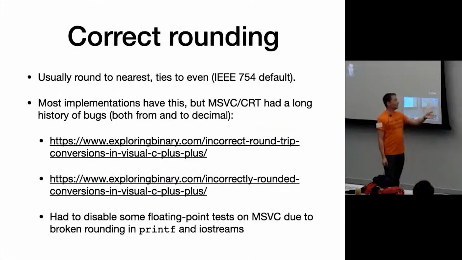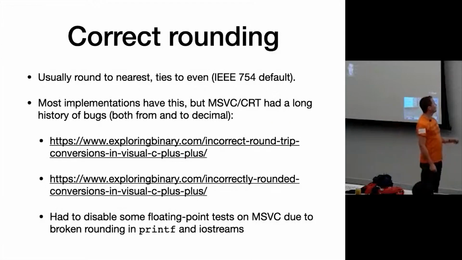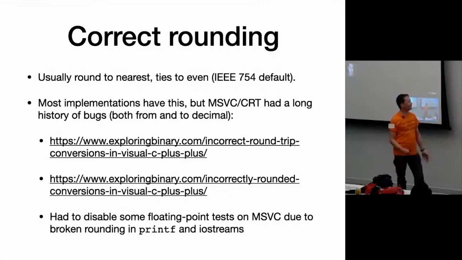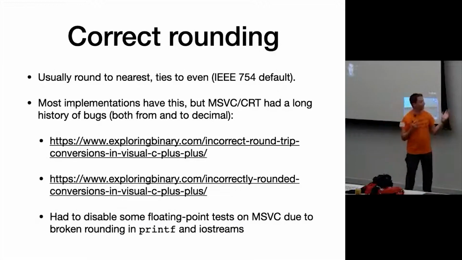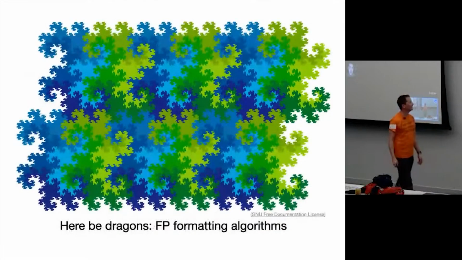And the third one is correct rounding. This is kind of obvious. Correct is better than incorrect. So we usually use different rounding modes, usually round to nearest, ties to even, the IEEE 754 default. But even that is sometimes, at least in the past, even rounding was broken in Microsoft Excel. Maybe they fixed all of that, but it was broken for a long time.